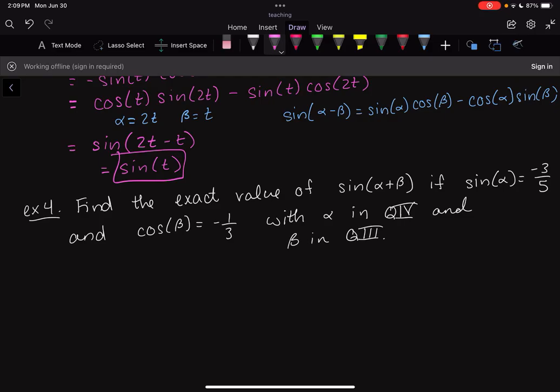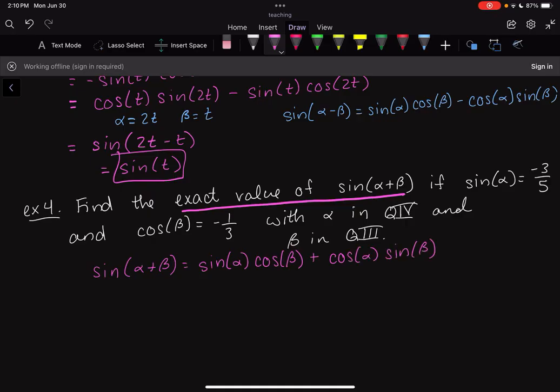Something to know here is that we do not actually know what alpha and beta are. We know where they are, but we don't know what they are. Like, I don't actually know what angles they are. So when it says to find the exact value of sine alpha plus beta, I'm going to first use the identity. So sine alpha plus beta is equal to sine alpha times cosine beta plus cosine alpha times sine beta. And again, those identities will be given to you on an identity sheet for test 2.